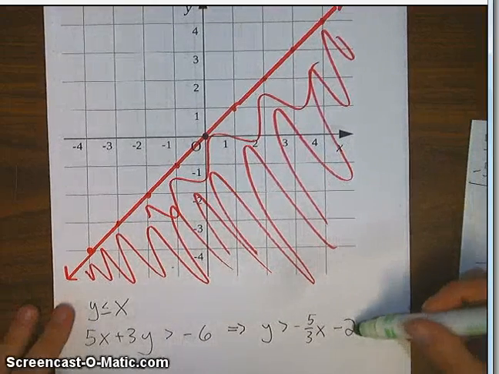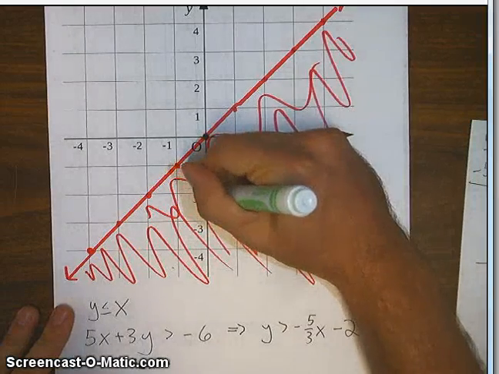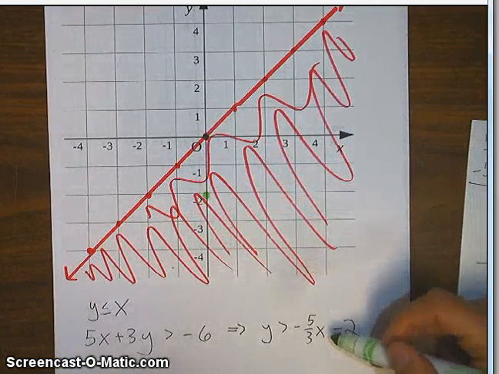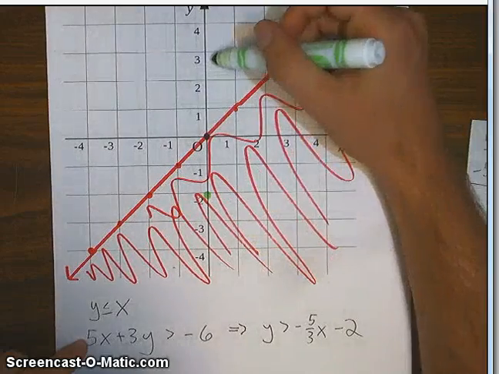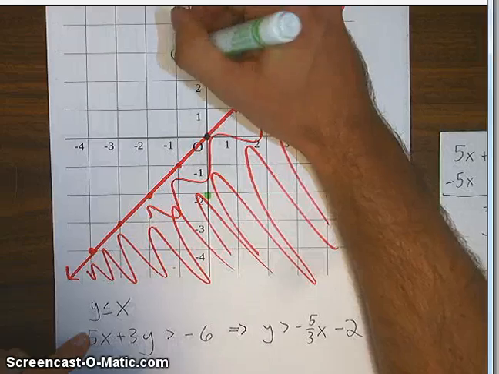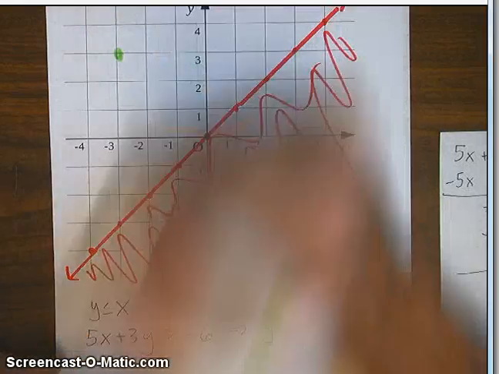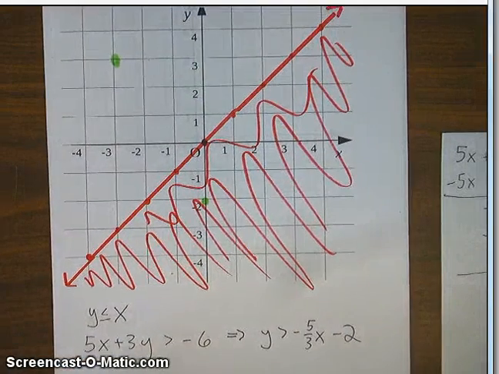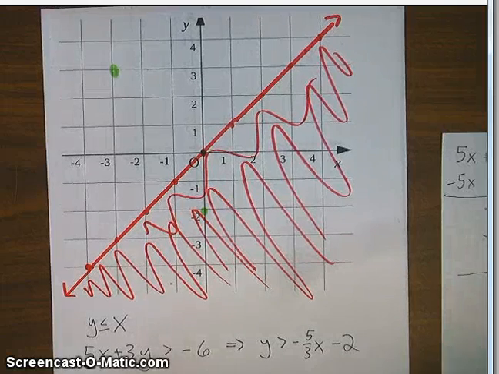And I'm going to start at the y-intercept of this one, which is negative 2. And the slope is negative 5 over 3, which means I'm going to go up 5, left 3. 1, 2, 3, 4, 5, over 1, 2, 3. And you only need 2 points to define a line. So I'm going to go ahead and make this line.